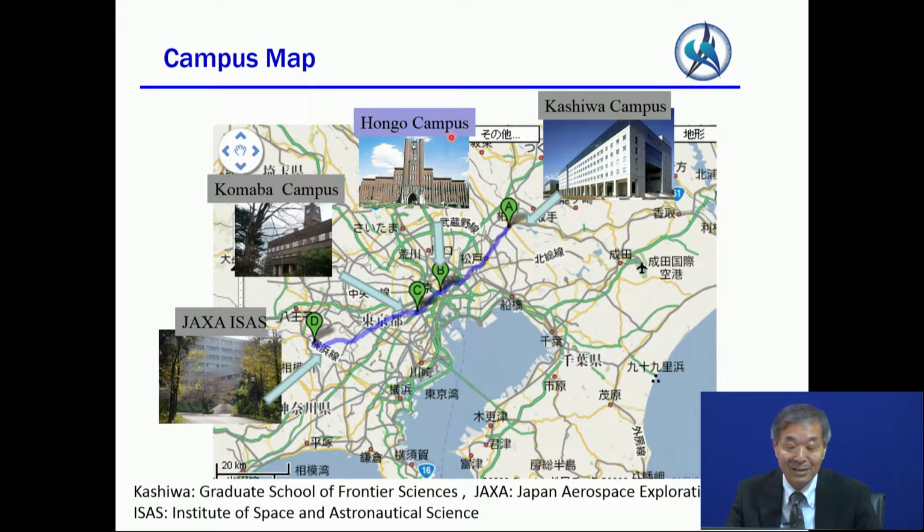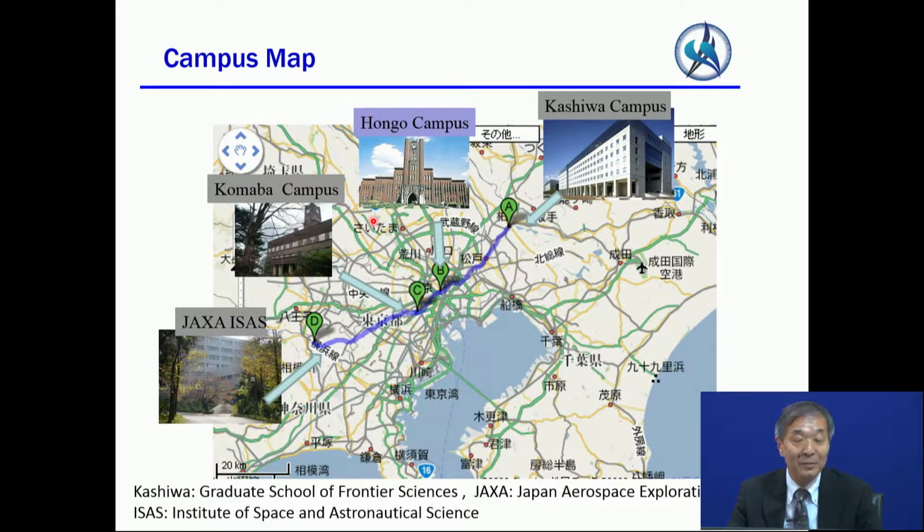This campus is the main campus, but we have a new campus, the Kashiwa campus. It's northeast of Tokyo. It takes about 45 minutes by rapid train from here to here. This is a new campus for frontier science and technology. It's a research campus. They have only the graduate course, not undergraduate. So we have 3 campuses here.